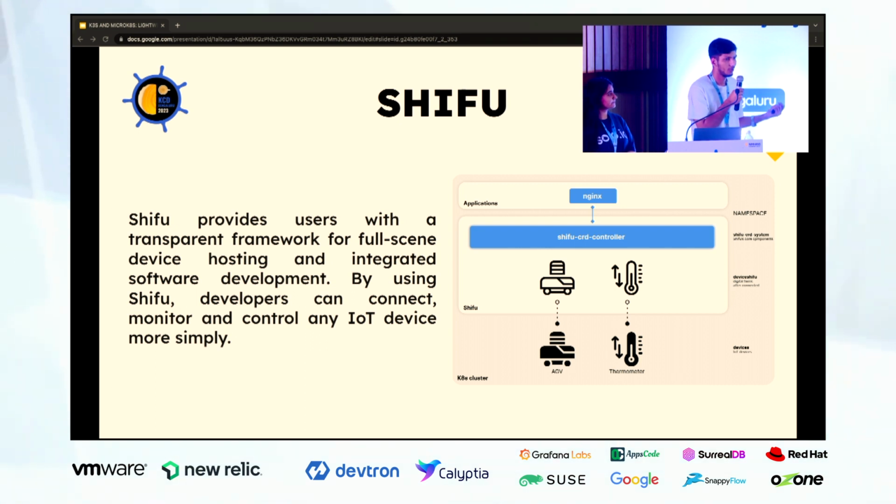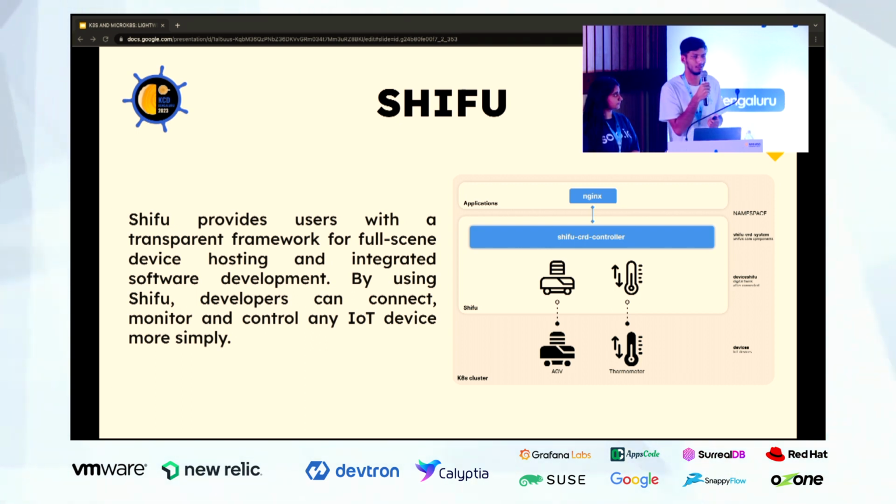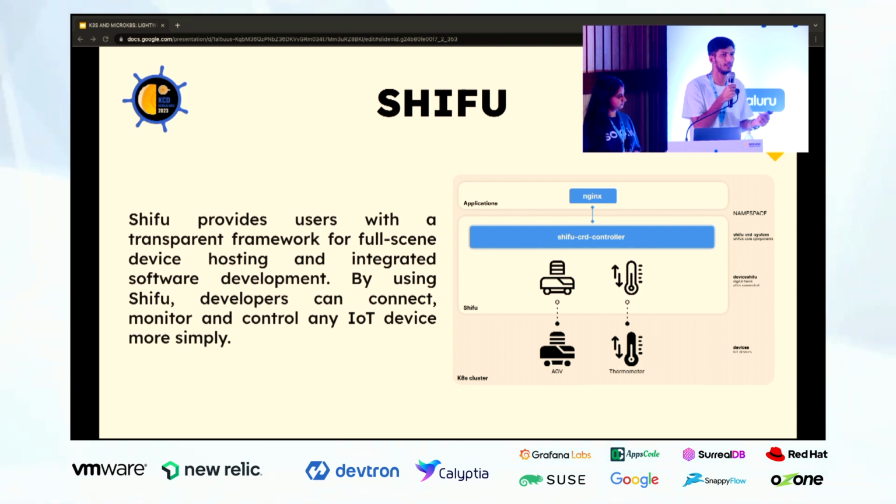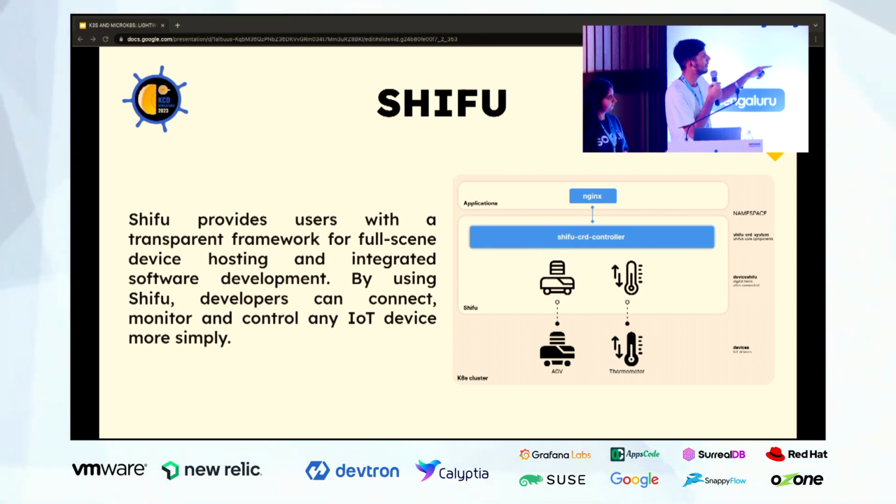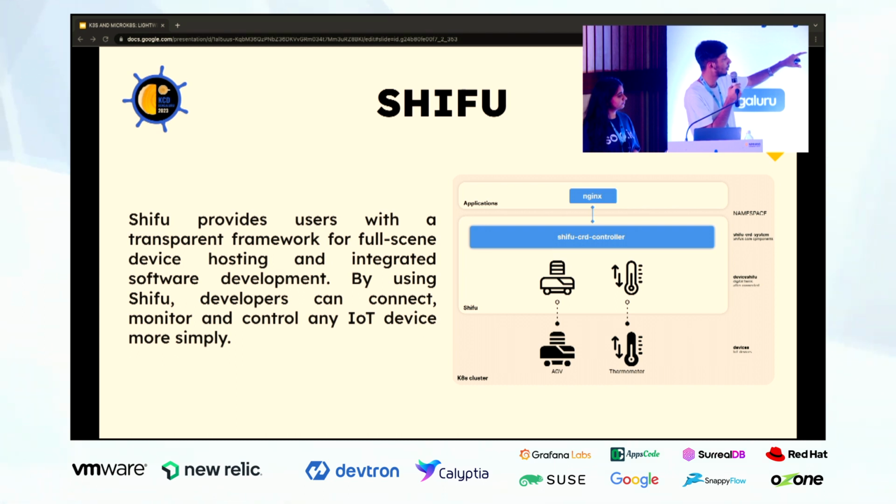Now, since I'm more involved with Shifu, I'm also wearing the swag of Shifu. Shifu provides the user with a transparent framework, as I already mentioned. It also gives you full scene device hosting and integrated software development. And by using Shifu, developers can connect, monitor, and control any IoT device very simply. In that diagram, we have an application Nginx pod running, and using the Shifu custom resource definition controller, you can basically clone or make a digital twin of any IoT device into your Kubernetes cluster.